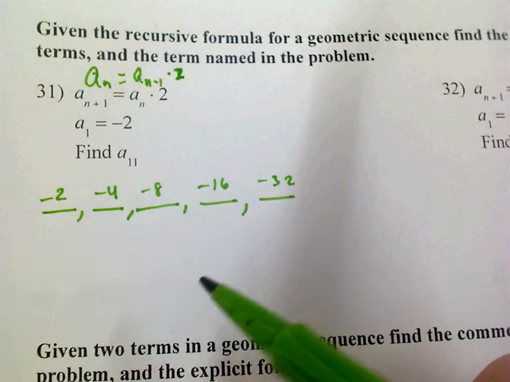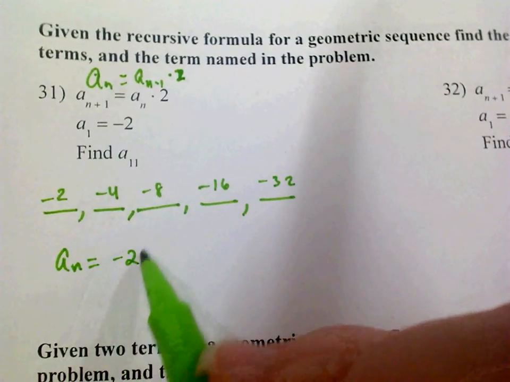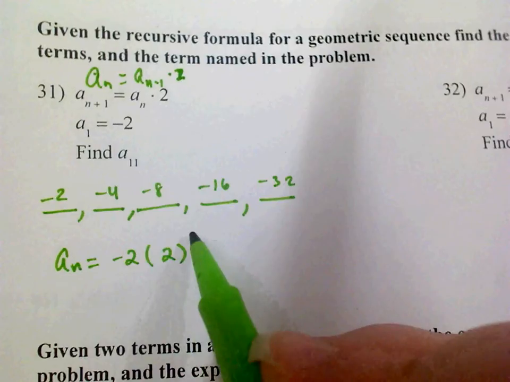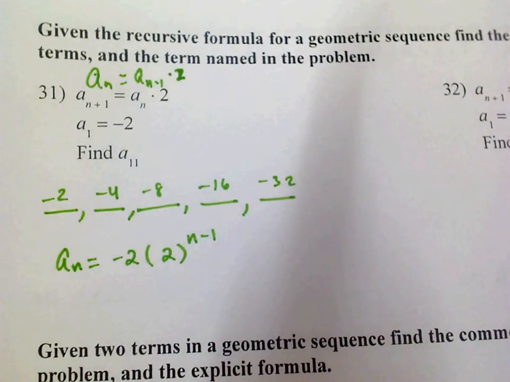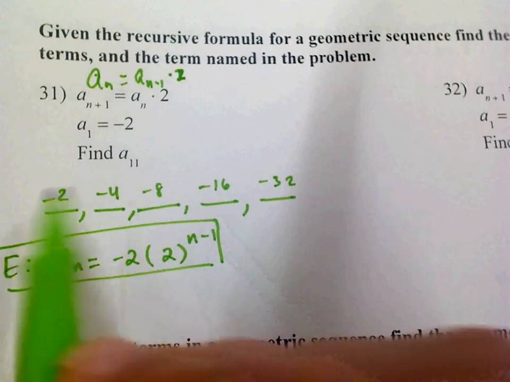And I need the explicit formula. A sub n equals a sub 1, which is negative 2, times the common ratio 2 raised to the n minus 1. And that's my explicit formula. Those are the first 5 terms.